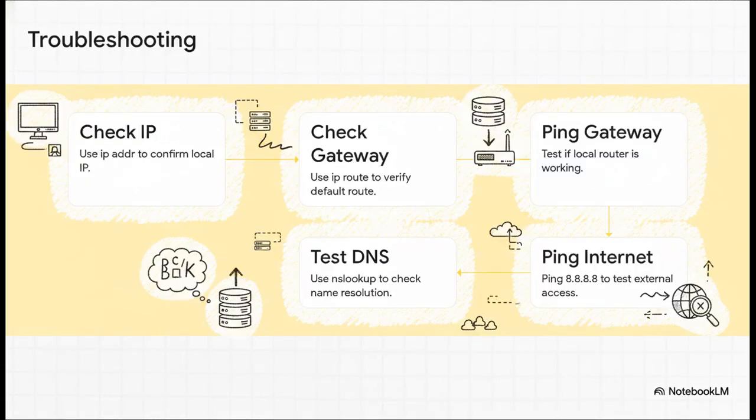So when the network inevitably goes down, senior engineers, they don't panic, and they definitely don't guess. They follow this exact journey to troubleshoot. Step 1, did I even get an IP address? Step 2, is my default gateway configured? Step 3, can I successfully ping my local router? Step 4, can I ping an external internet IP like 8.8.8.8? And finally, step 5, can my DNS actually resolve a name using a command like nslookup? By stepping through this chronologically, you instantly isolate exactly where the connection is failing.